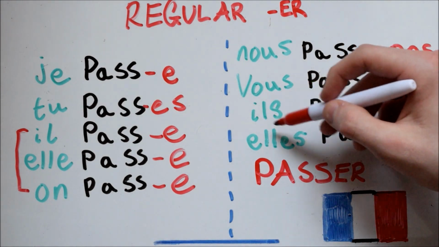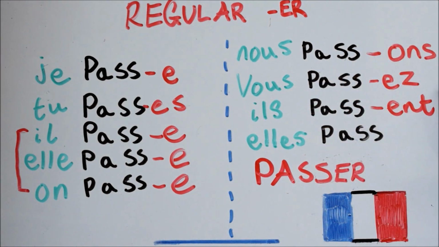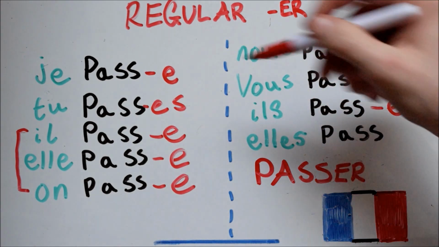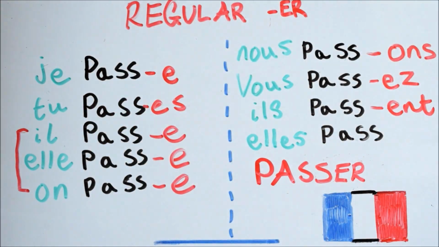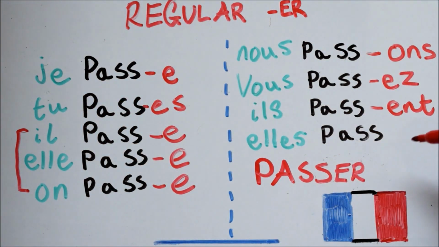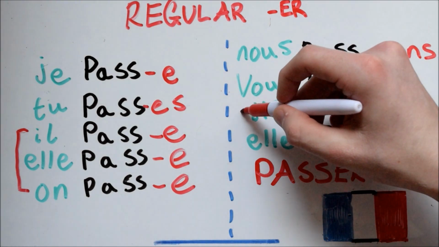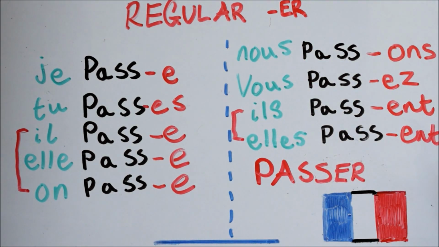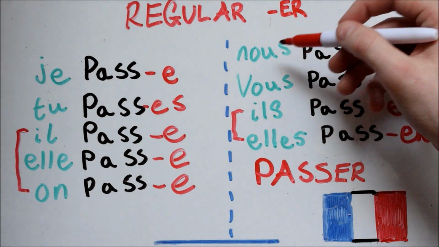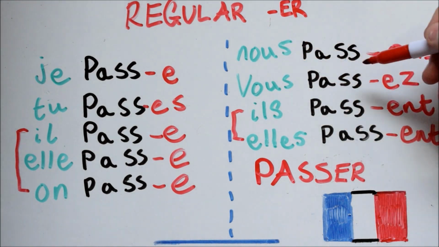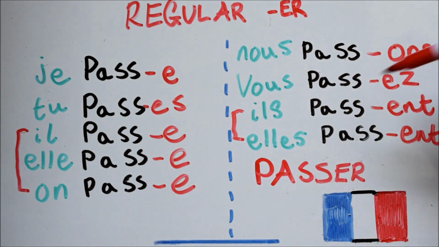Note that the S of they isn't said and the ending of they isn't said. Il passe. It sounds like this over here. Il passe. Finally we have they, the feminine version. The ending is also the same here. Usually these two are grouped together as they have the same ending. Now we have nous passons, vous passez, il passe, elle passe. That is all the endings for the regular ER verbs.